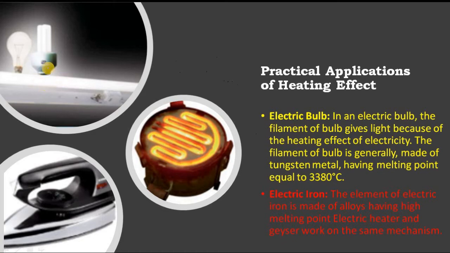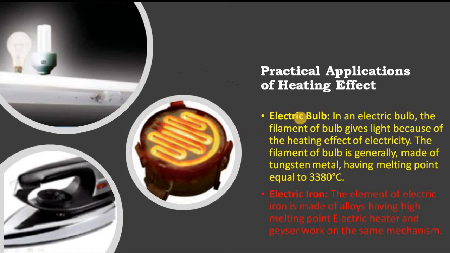These all come in the category of electric bulb, though their working is different, but they are all used for lighting. That's why we are taking them all together. And this electric iron and this heater also. These appliances all use electric current and convert it into heat.